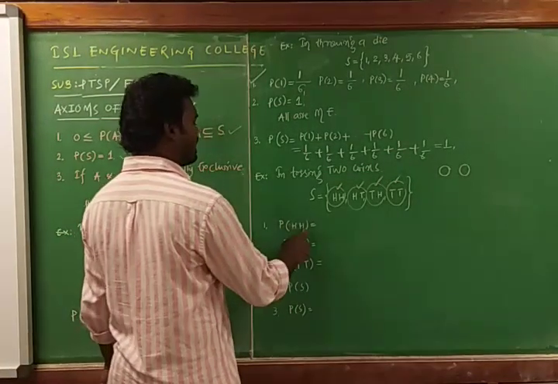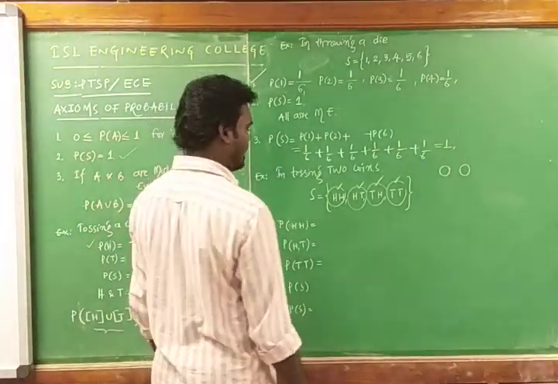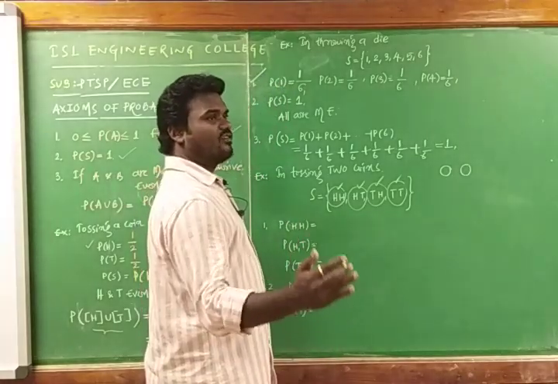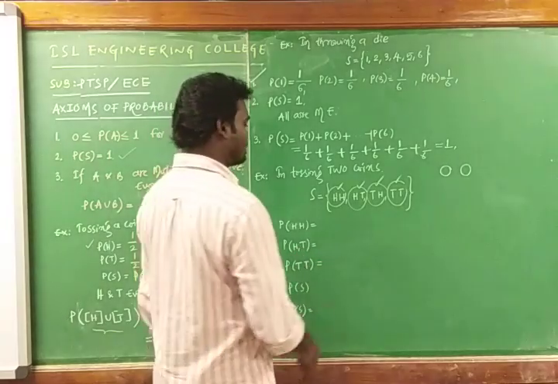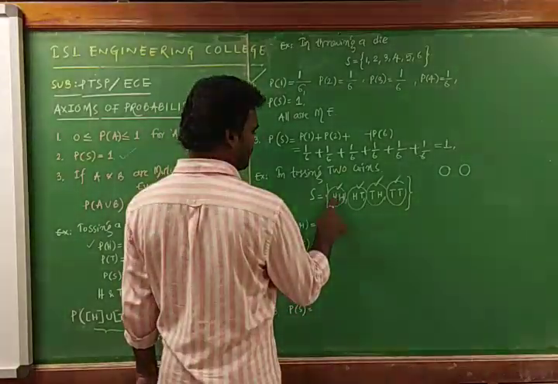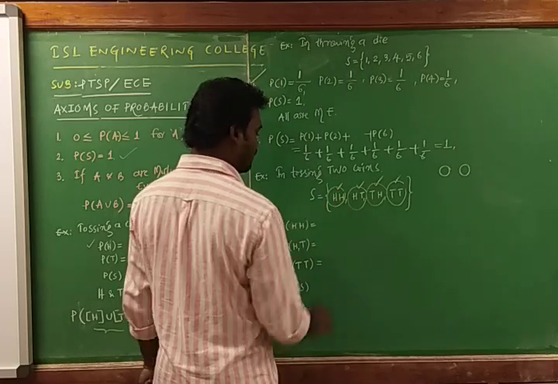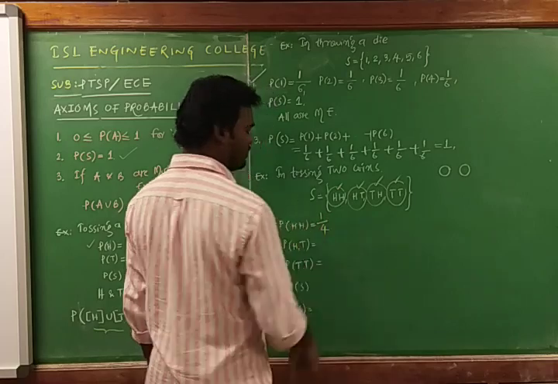The probability of head and head: we know the probability formula, the number of favorable cases divided by the total number of exhaustive cases. For head and head we can have only one favorable case, and the total number of exhaustive cases is 4.